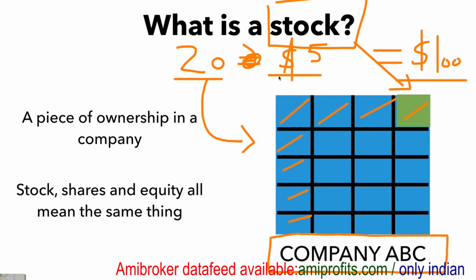A stock is basically a piece of that company. It is a piece of that overall company. This company, ABC, has 20 shares. Another company might have 400 shares. Another company might have 50 million shares, right? Every company is going to have a different amount of shares. But focusing on this example, if they have 20 shares and each share is $5, the overall valuation of the company is $100.